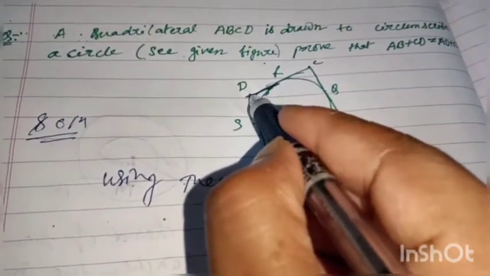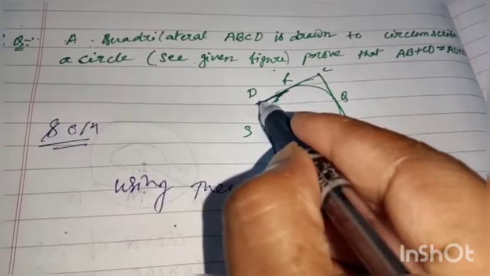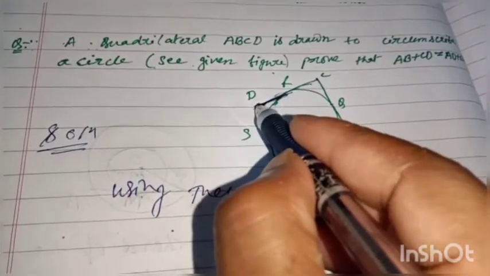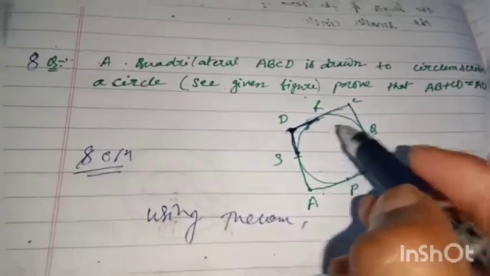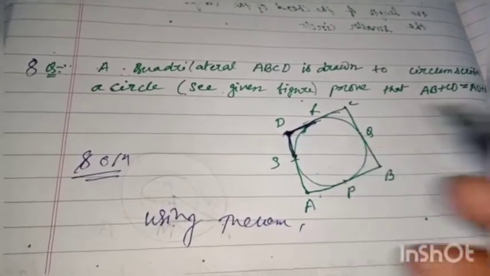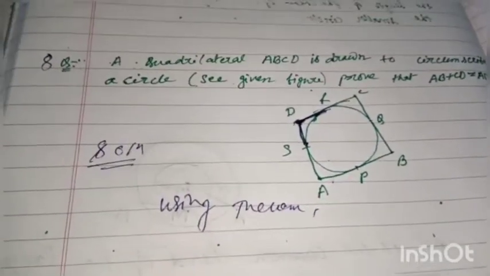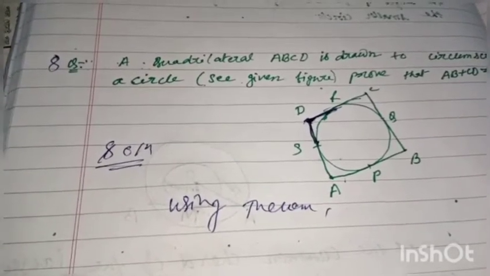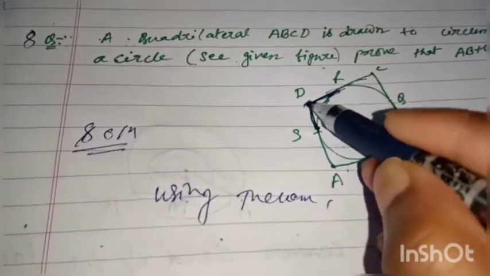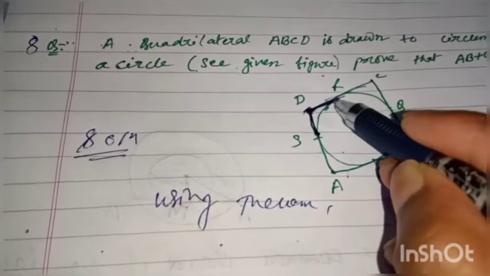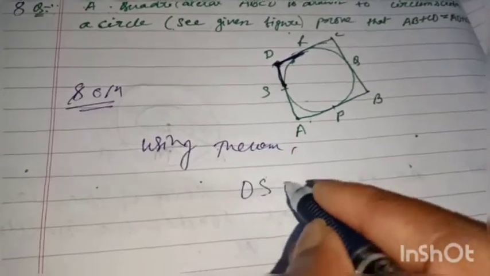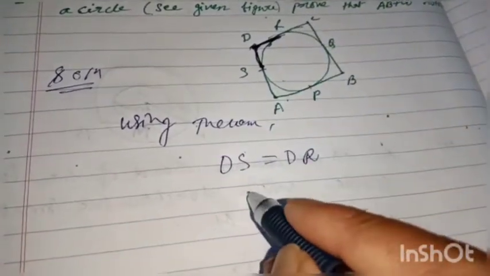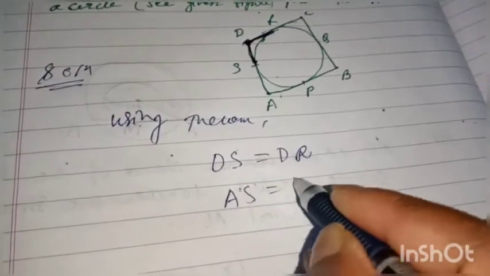The length of the tangents drawn from an external point are always equal. This is the external point, and these tangents are drawn from it, so we can say these tangents are equal. So we can write DS is equal to DR. Similarly, CR is equal to CQ. These are also tangents. On this side, AS is equal to AP.